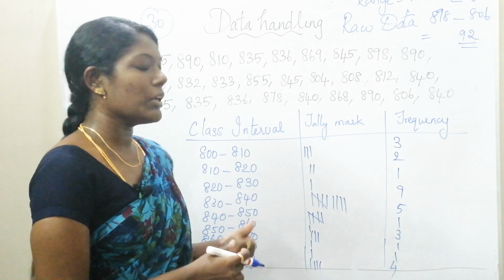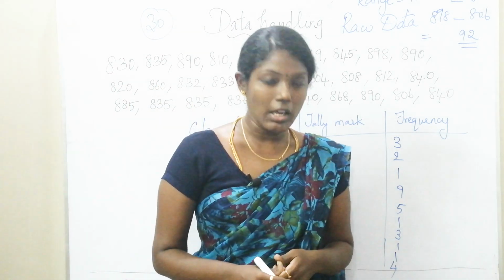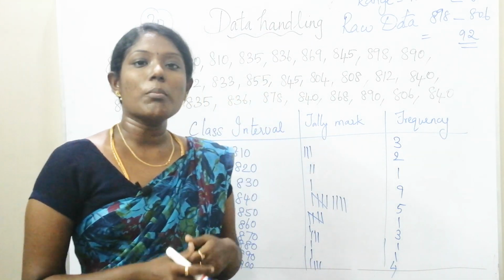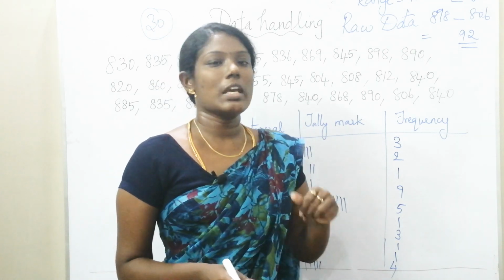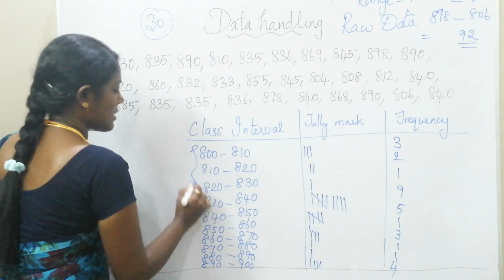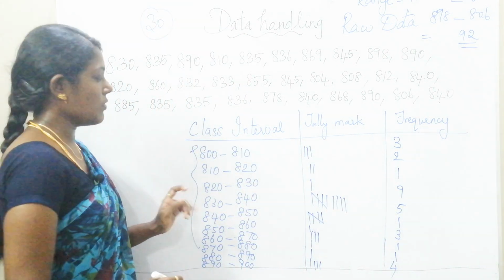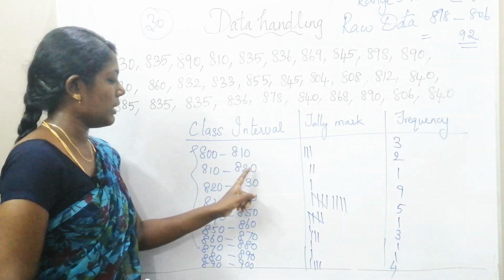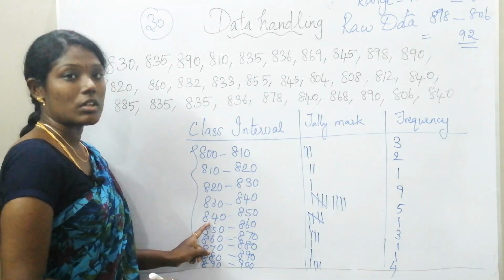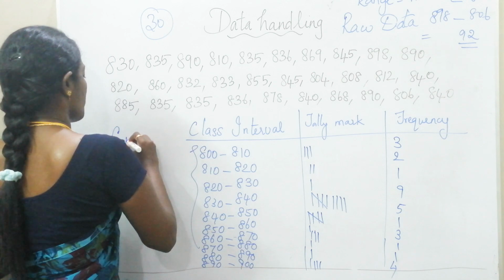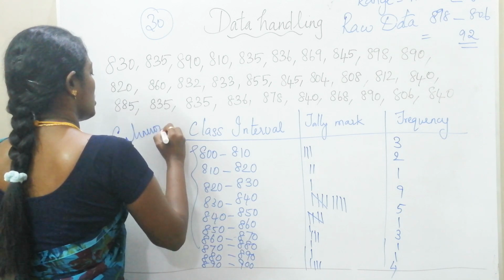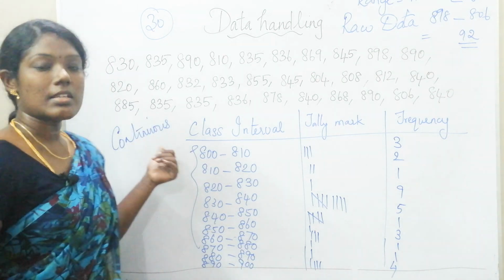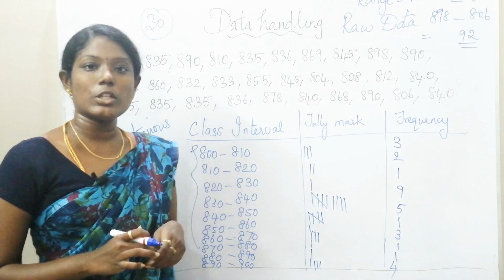So this is how we draw frequency distribution table, and next we are moving on with two types of data here. Now when you look at this class interval, you could see that 810 is repeated, 820 is repeated, 840 is repeated. So this type of data is what is called continuous data.